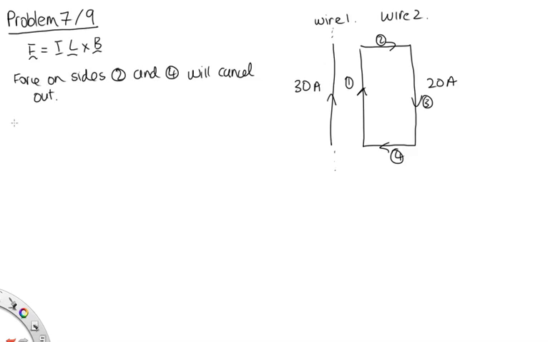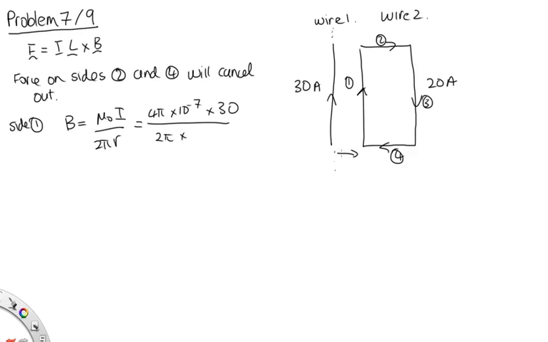So F is equal to IL cross B. We need to find B. So for side 1, B, and remember this is the magnetic field strength at side 1 due to wire 1, is given by mu naught I over 2 pi r. This formula just comes about due to Ampere's Law. So we've got 4 pi times 10 to the minus 7 times the 30 over 2 pi times this distance, which is 1 centimetre. And this distance here is 8 centimetres, and this distance up here is 30 centimetres. And that's all to 2 significant figures.